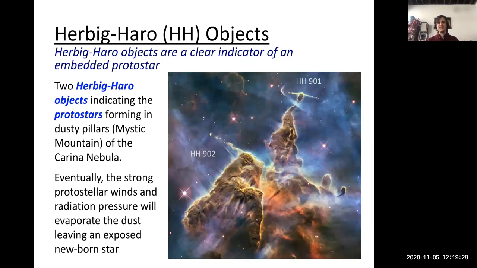Perhaps the best place to see some of this is to go to one of my favorite nebulae out there, the Mystic Mountain in the Carina Nebula. I've shown this several times, but now we can revisit it. I had briefly mentioned this before, but let's go all the way to the peak of Mystic Mountain right here. And here we have this dense clump of the molecular cloud.